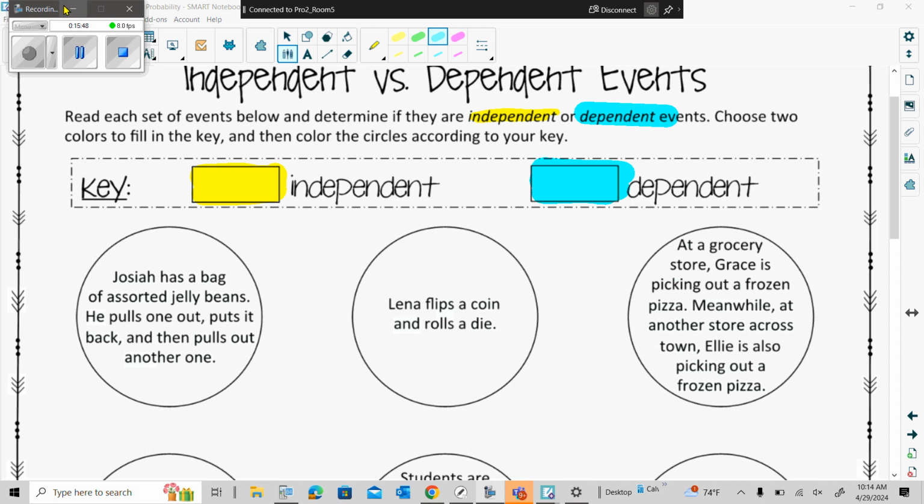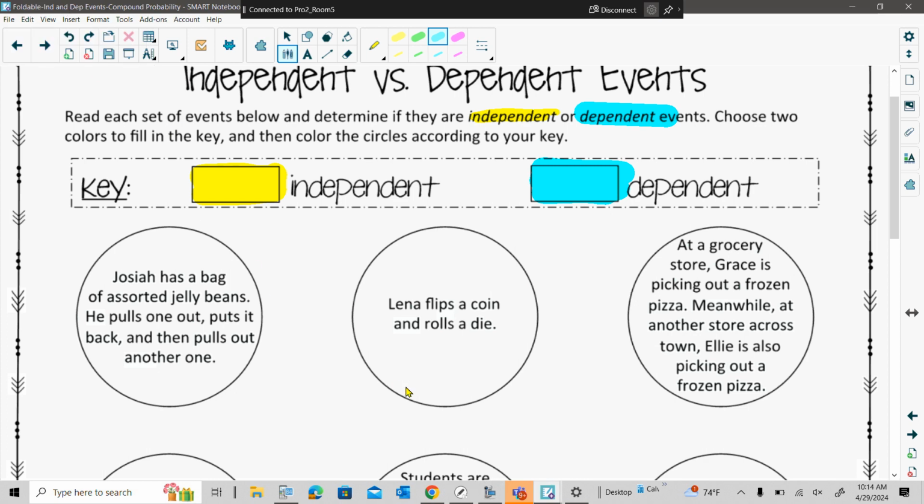All right, it says Josiah has a bag of assorted jelly beans. He pulls one out, puts it back, and then pulls another. Is this independent or dependent? Yeah, this would be independent. Because he replaces it, the second event is not affected. So we would just shade or highlight the circle the color that you have that's representing independent.